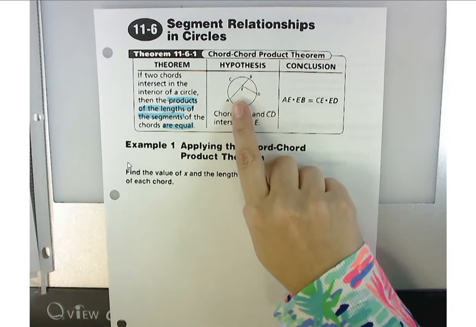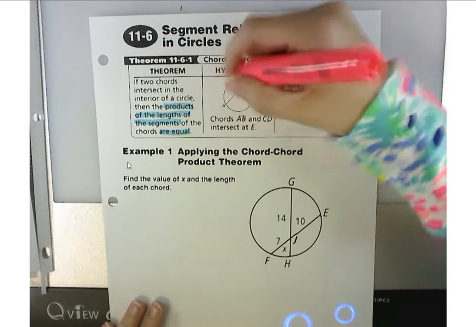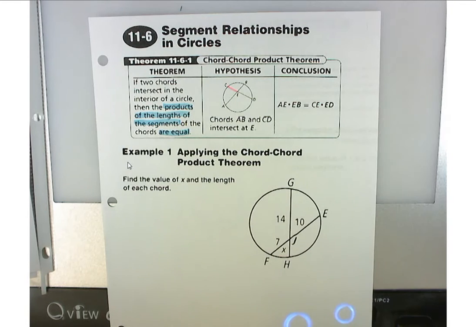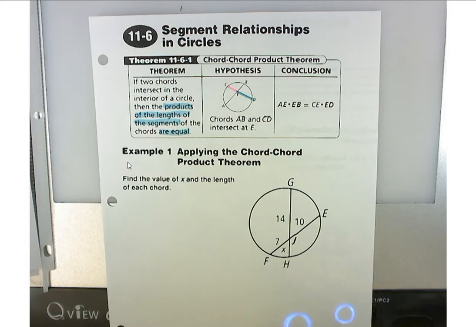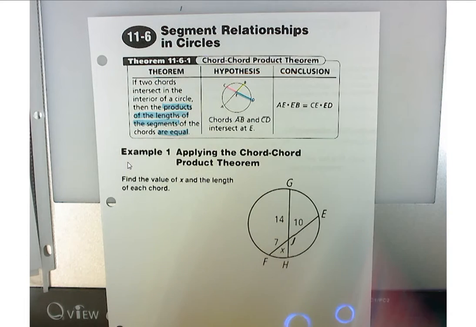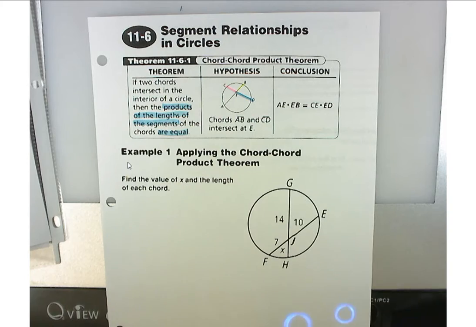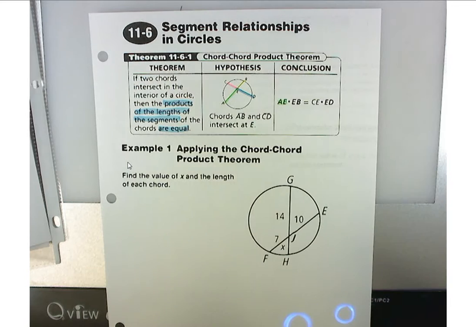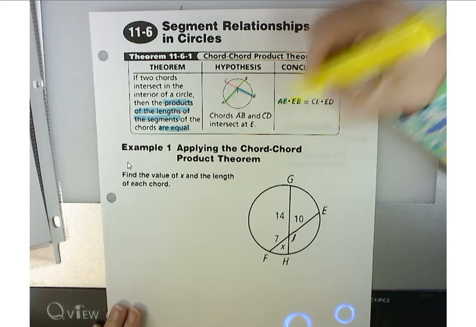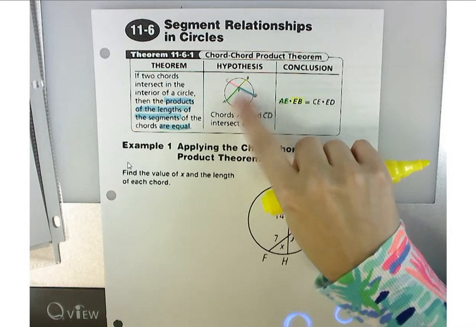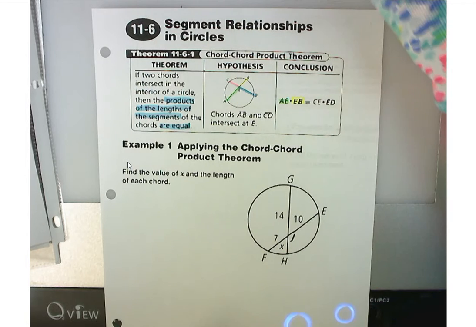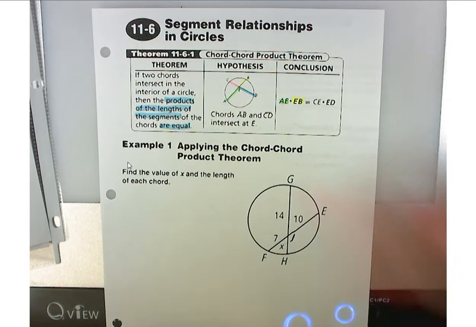Okay, so what you would be multiplying together is this segment times this segment. And you would be multiplying BE by AE. Okay, so that's what it's showing you, that we're multiplying those together. So I'm color coding them so you can see how this is going to work. We're going to multiply AE by EB, and that's going to be equal to CE times ED.